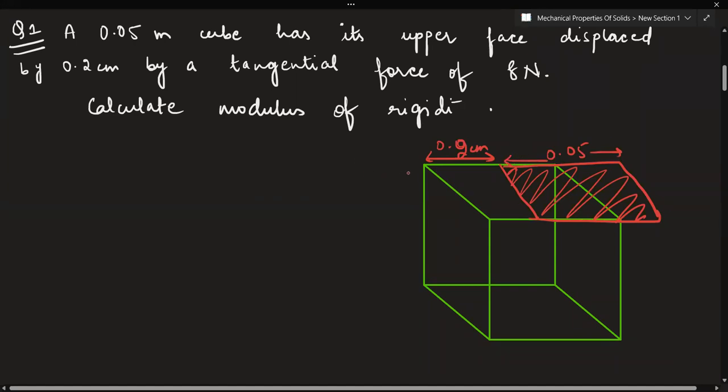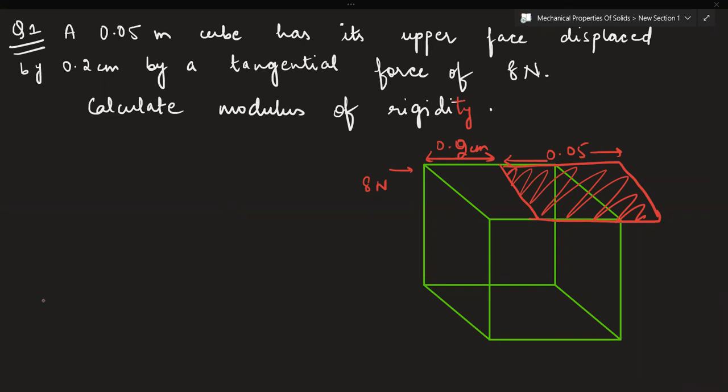And the force that has been applied is 8 Newton. You have to find out the modulus of rigidity, means this, eta, you have to calculate. Just try it once. And whenever you take the area of the upper layer only, because this has been displaced. Okay, ma'am.